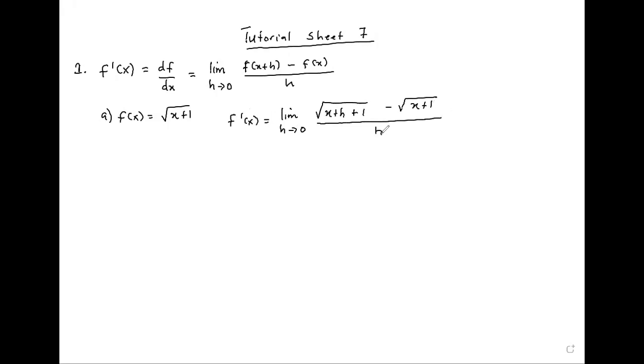h. Now, if you attempt by any chance to substitute 0 where there is h, everything will be undefined because the denominator has a 0. So the reason why in topic 1 we learned surds is that when we get here, we should be able to rationalize the numerator. So you multiply by the root of x plus h plus 1 plus the root of x plus 1.